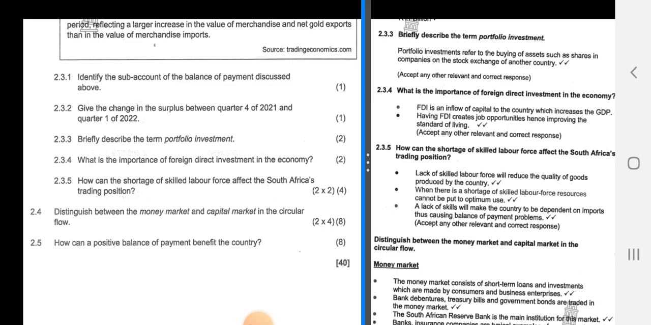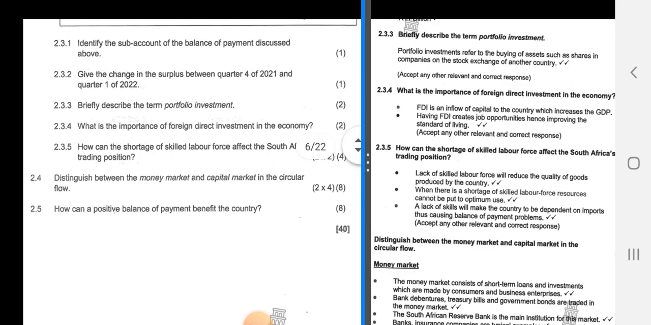So lack of skilled labor will reduce the quality of goods produced by the country. When there is a shortage of skilled labor force, resources cannot be put to optimum use. A lack of skills will make the country dependent on imports, thus causing balance of payment problems. So that is the problem, or any other relevant answer that relates to how a shortage in skilled labor will affect our trading position as South Africa.